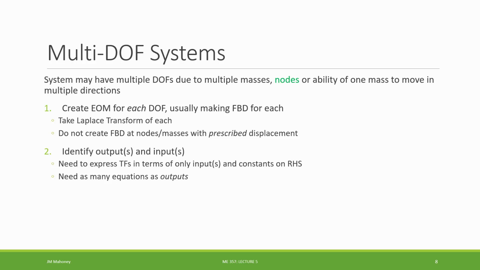Then we want to count up the number of inputs we have. Typically, we're going to have in this course for a mechanical system one force input or one displacement input, but again, in more complicated systems, you could have multiple inputs. You could have multiple forces acting on masses. You could have two locations where you are prescribing the displacement. So count up the outputs and the inputs. And what we need to make sure we have is the same number of equations of motion, or really equations, as we have outputs. That will tell us that we are able to get the transfer functions that we're interested in.